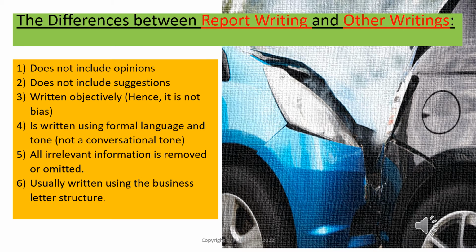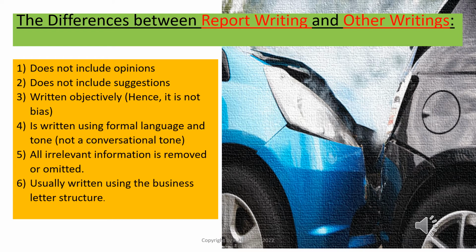Differences between report writing and other writings. Now, you would have discovered so far that report writing, number one, does not include opinions. All opinions are omitted from the report. Two, it does not include suggestions or make recommendations. Suggestions should only be included if you're told, and recommendations should only be included if you're told or asked to do so. Thirdly, the report must be written objectively, and it is not biased. It doesn't show a preference. It's not subjective.